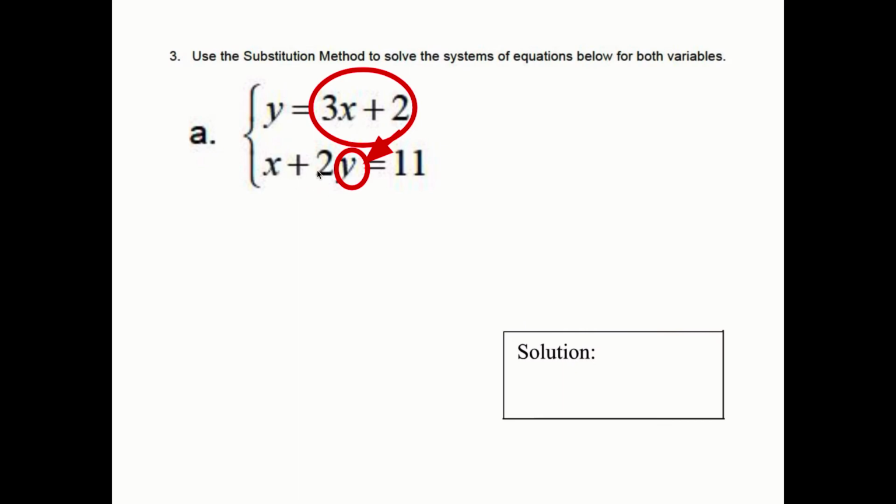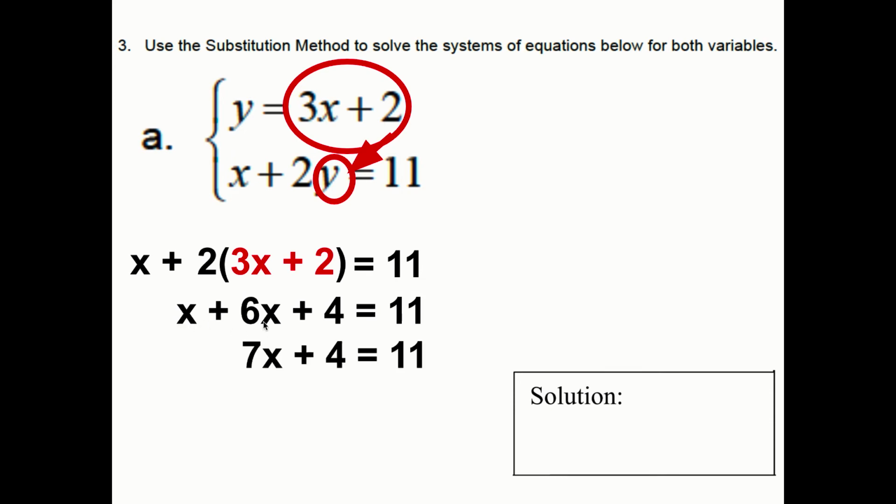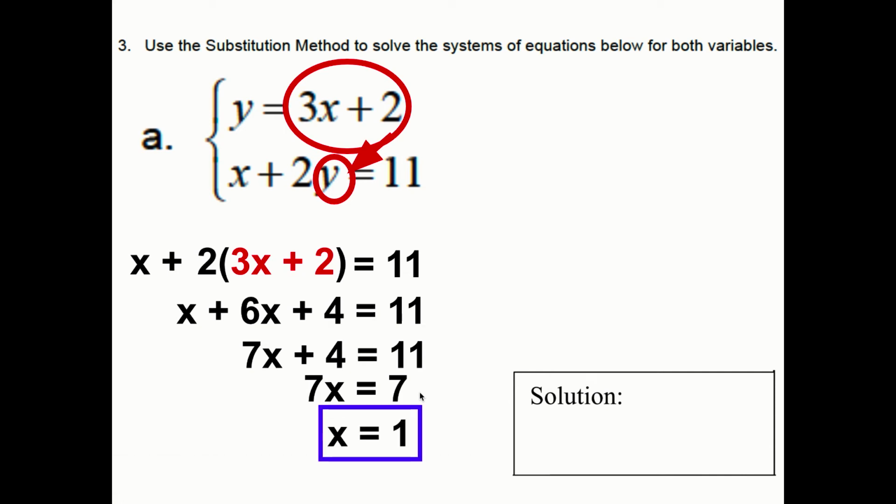So if I do that, I get x plus 2. The y is going to go away and it's going to be replaced with 3x plus 2. So x plus 2 times the y goes away, it becomes this whole thing. And then that equals 11. So to solve for x, I have to distribute. So dropping the x down, it'll be plus 6x plus 4 equals 11. Then I have to combine like terms on the left side. x plus 6x makes 7x plus 4 equals 11. Minus the 4 over, I get 7x equals 7. And then divide both sides by 7, I get x equals 1.